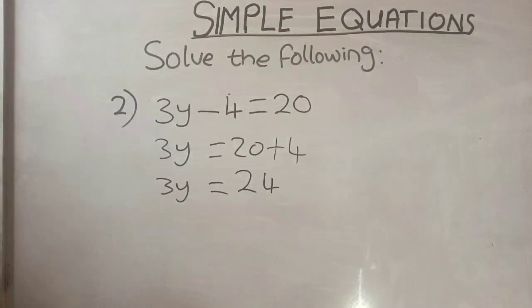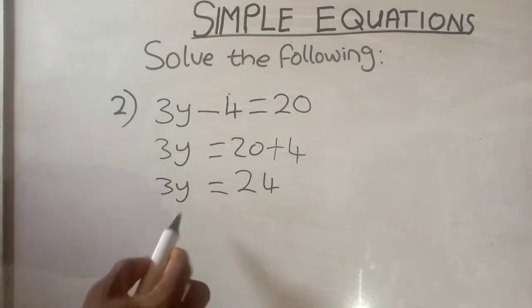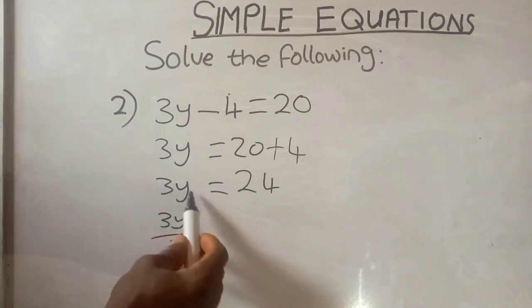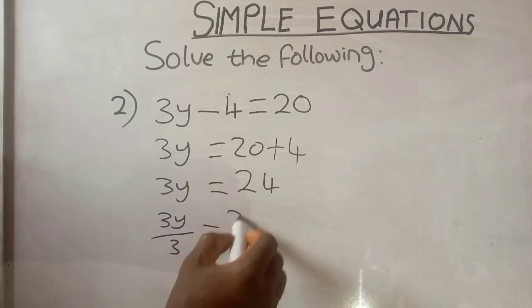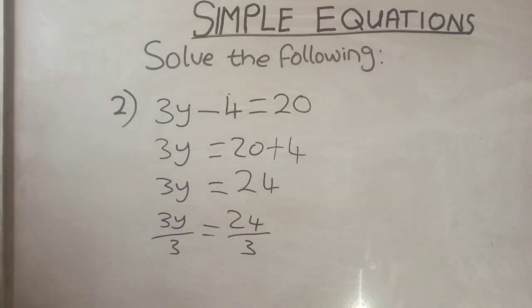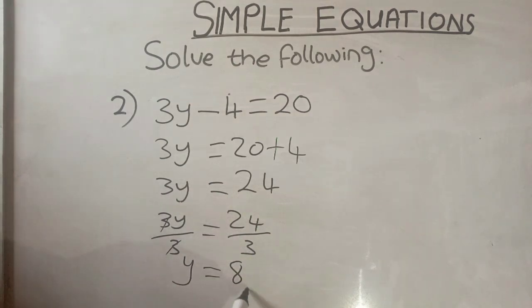So what do we do next? We divide both sides by the coefficient of y. What is the coefficient of y? 3. So we say 3y over 3. So we use 3 to divide this side and also use 3 to equally divide this side. So we cancel out 3. We are left with y is equal to 24 divided by 3. The answer will be 8. So 8 is the answer to this very question.